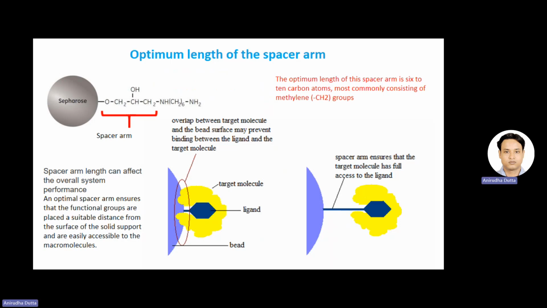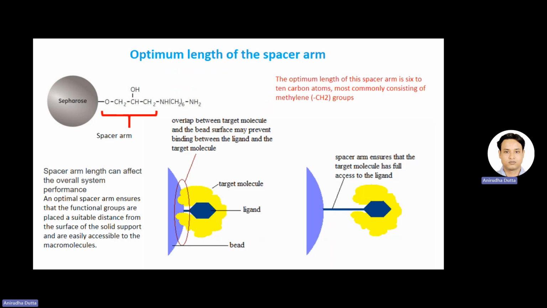Okay. Then there would be a spacer arm that connects the bead to the ligand. And then there would be the ligand. Here it would be NTA that binds the nickel ion. So the function of NTA, or the ligand, is to bind the protein. The function of the inert bead or sepharose is to be an insoluble matrix for the ligand to immobilize.